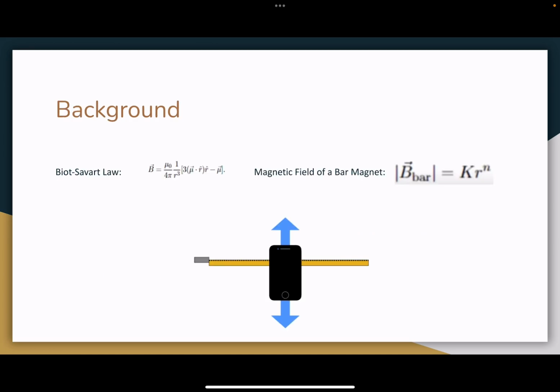So, that law is shown here. And then we also need to know what the magnetic field of a bar magnet is. Shown on the right, it's K times R to the nth power. And on the bottom is a little picture of how the lab will go.